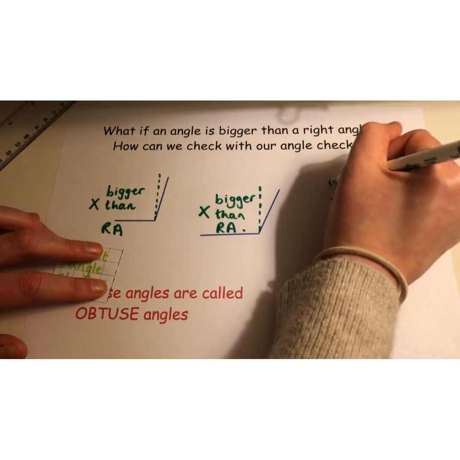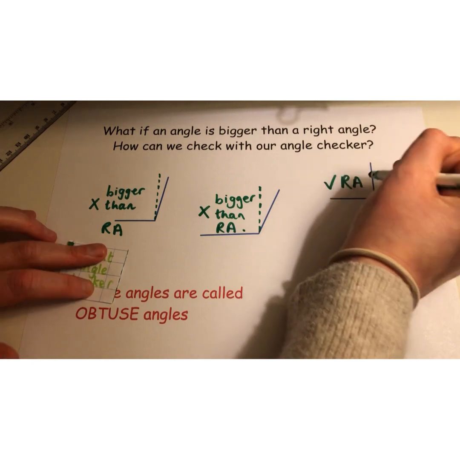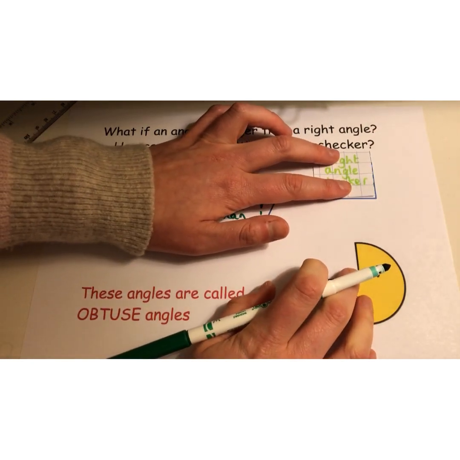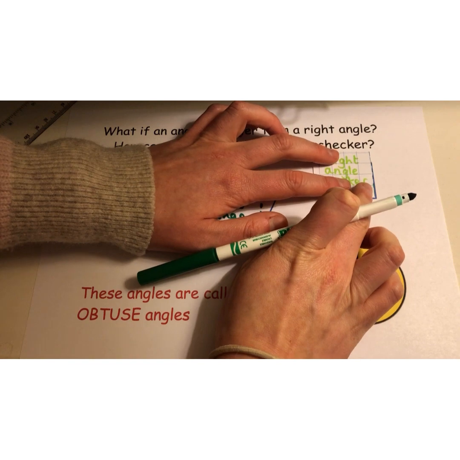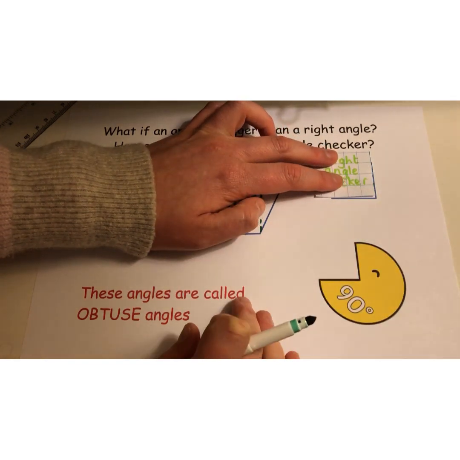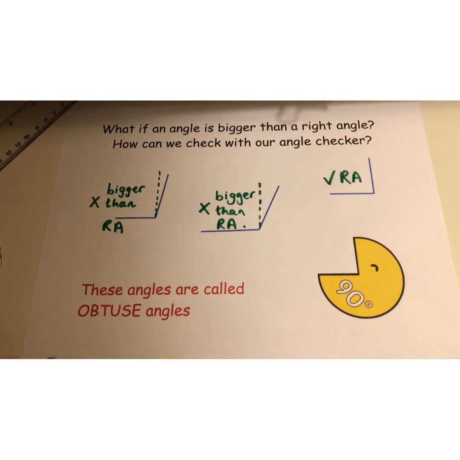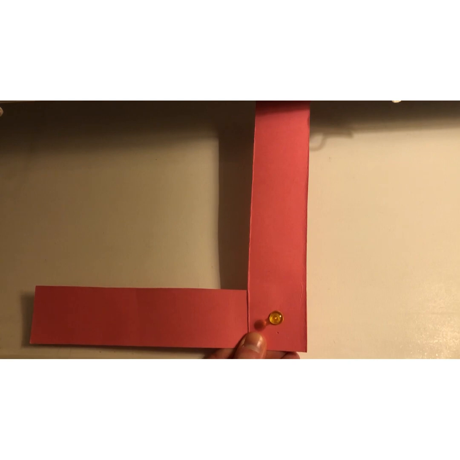Well done if you said it is a right angle. It is a right angle. And we could see that our right angle checker fitted right inside, and we could see the vertical and the horizontal. So when we have an angle that is bigger than a right angle, we call it an obtuse angle.